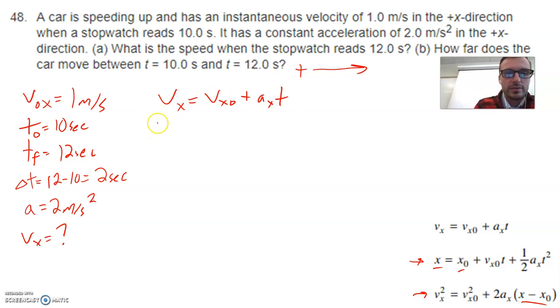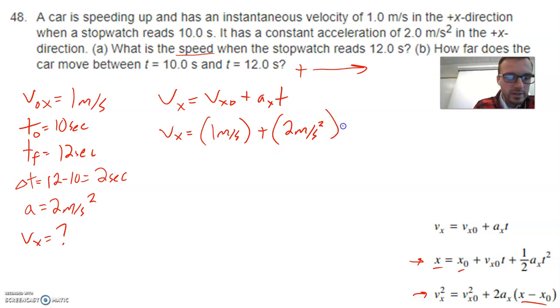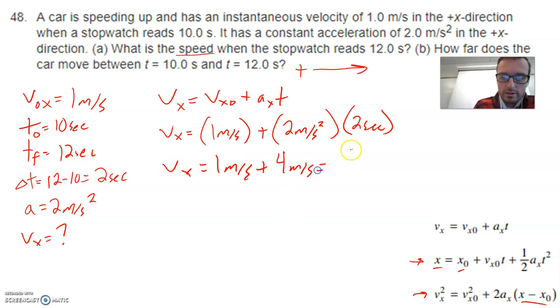Remember, the Vx is the final speed. That's what it's asking: what is the speed 2 seconds later? So that's the one we're solving for. V initial x is 1 meter per second, and then we add the rate of acceleration, which was 2 meters per second squared, multiplied by how long we were accelerating, which was 2 seconds. If we put that all together, Vx equals 1 meter per second, plus we changed our speed by an amount of 4 meters per second, and of course our final speed would be 5 meters per second. Not too bad for the first one.